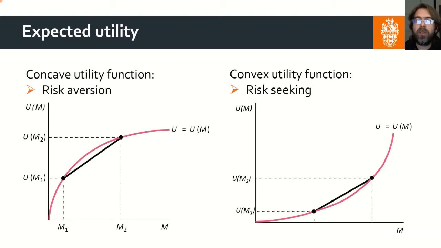If you already understand how concavity and convexity relate to risk aversion and risk seeking respectively, then this video is not really for you. However, if you still have a bit of uncertainty, I'll try to explain it a bit more by focusing on risk aversion. The case for risk seeking should become automatically clear if you understand the case for risk aversion.